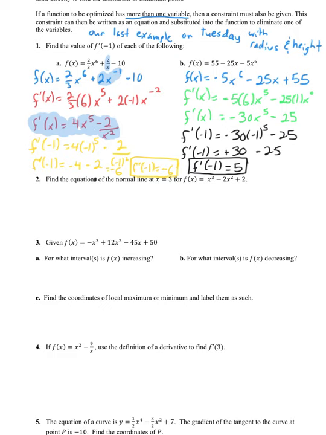You can leave it as -2 times x to the -2 power. That's perfectly fine. It's entirely up to you. But for me personally, I like working with this a little bit more. So it's entirely up to you which one you want to use.